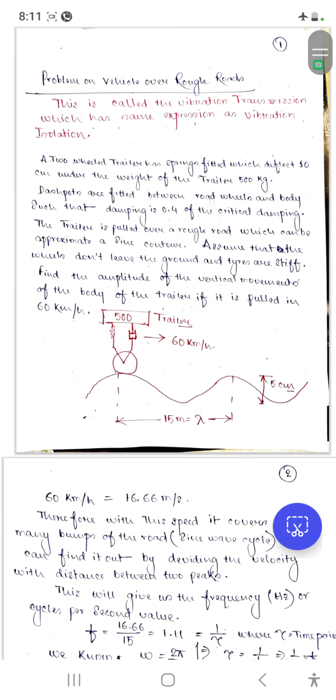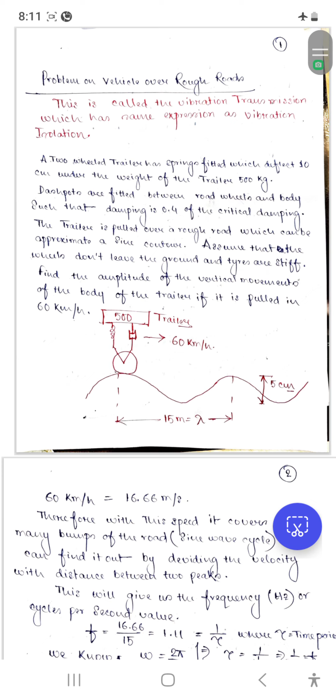Hello. As I mentioned yesterday, I'm going to share a problem on vibration transmission, or you can say vibration isolation also. If you understand this problem properly, then any sort of problem where you find a vehicle attached to a spring or damper, moving over a rough road where the rough road details are given, you can definitely address from wherever it may be.